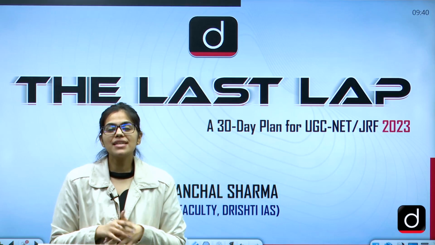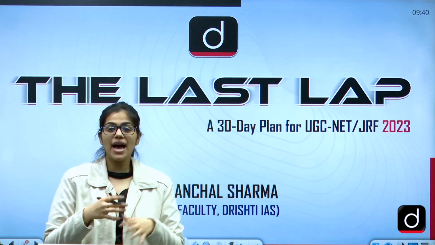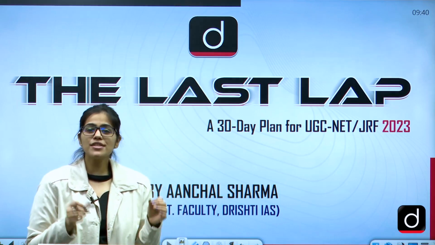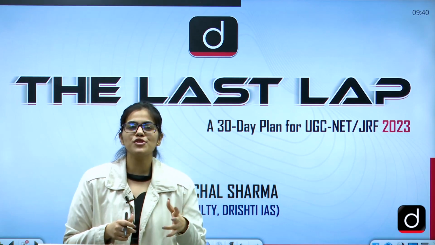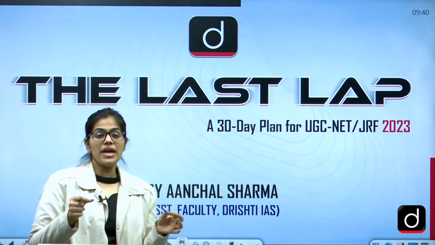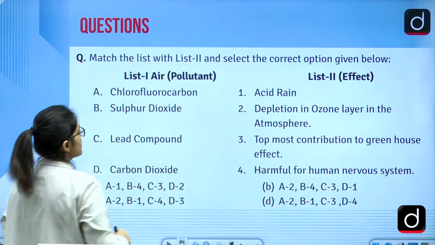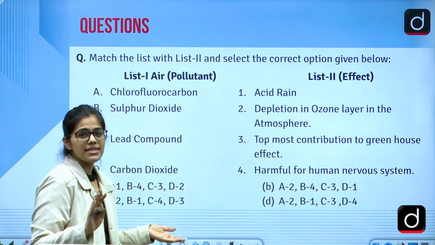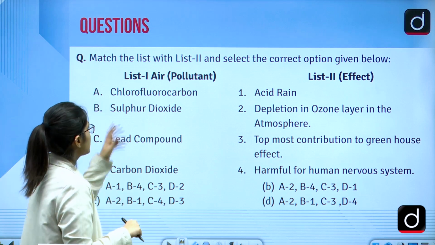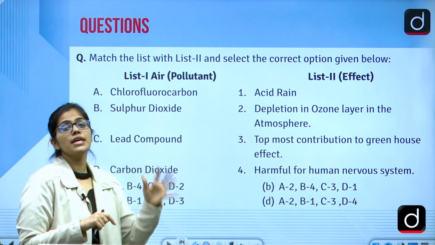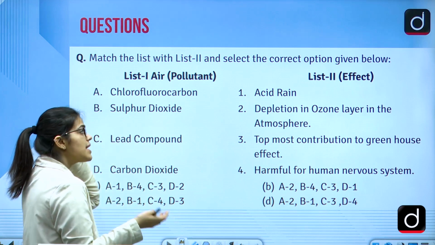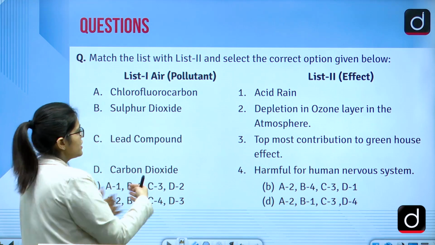We have been discussing questions related to environment and the explanations related to it. Today also we'll be discussing a few questions related to the topic air pollution and we'll see the explanations. So this is the very first question that I have, and it is a very simple question. The first is the list given to you that are the air pollutants, and the next list is the effects that we have of these pollutants.